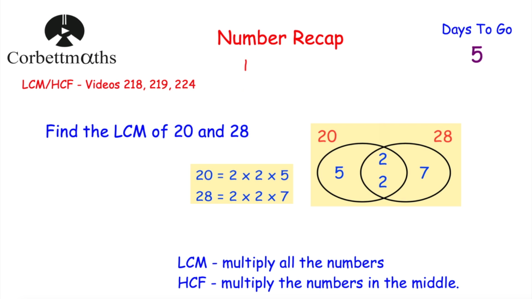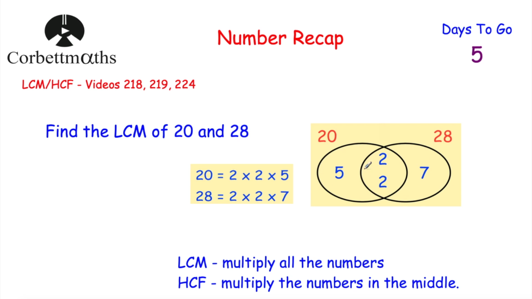Now sometimes you might need to find the lowest common multiple and highest common factor of some numbers that are a bit bigger. So for instance, if we want to find the lowest common multiple of 20 and 28, what you can do is you can write both numbers as a product of primes, and then you can do this little diagram. So you'd have here in the middle, you've got two 2's, they both got two 2's, so you can put two 2's in the middle. The 20's got an extra 5, so you put the 5 over there, and the 28's got an extra 7, so put the 7 over there.